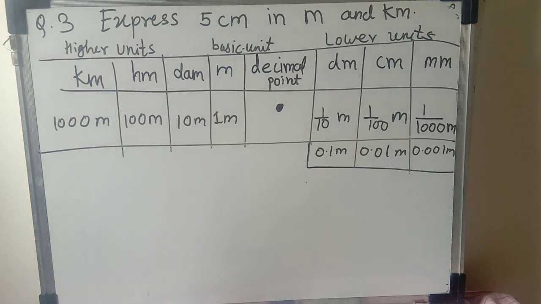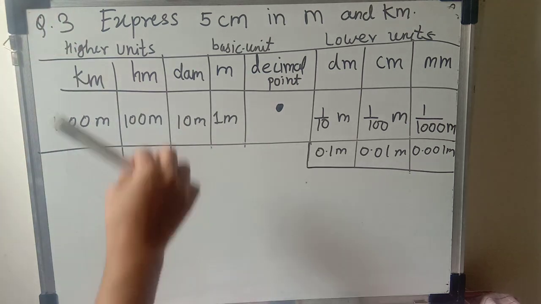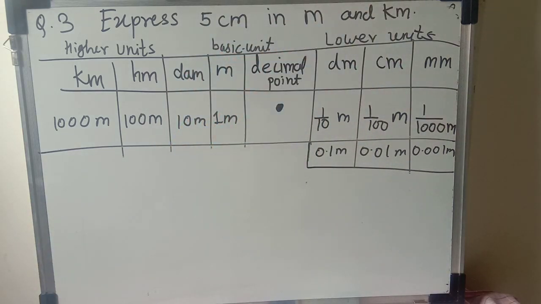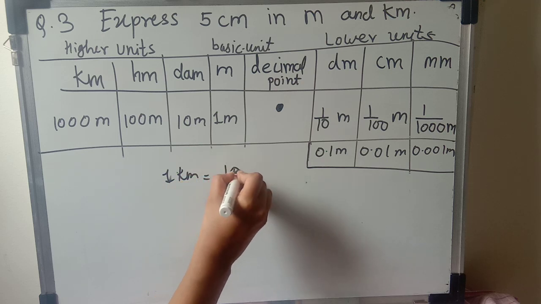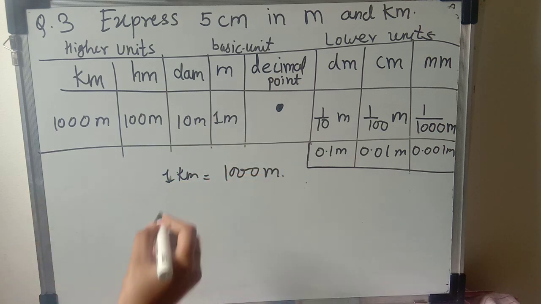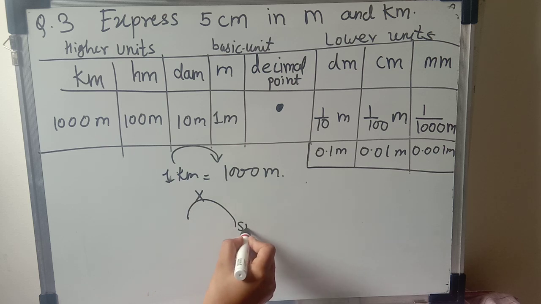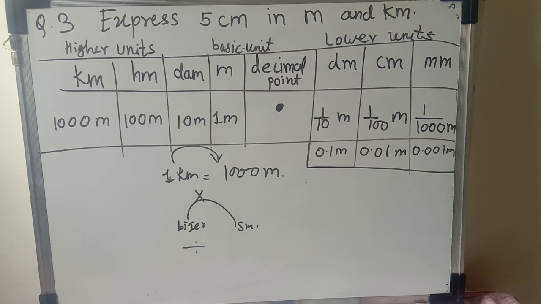Now students, question number 3. Before we solve question number 3, this is the chart. Okay, you have learned in your previous standard. The question is: express 5 centimeter in meter and kilometer. We have learned that whenever we are converting, suppose 1 kilometer is equal to 1000 meter. When we are converting greater into smaller, that time we have to multiply. But when we have to convert smaller to bigger, that time what we have to do? We have to do the division.